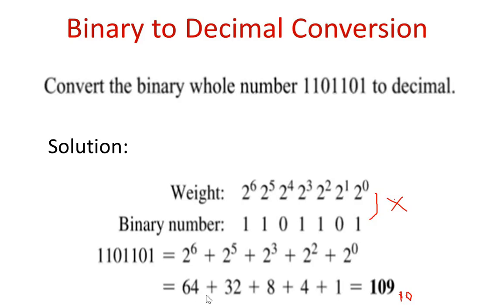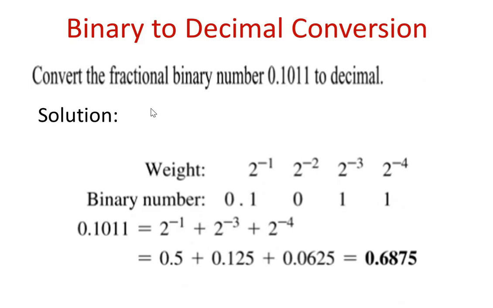And 2 power 6 value is 64, 2 power 5 is 32, 2 power 3 is 8, and 2 power 2 is 4, plus 2 power 0 is 1. Summing all these, we will get the value of 109, which is the decimal number. This is how we are converting binary number to decimal number.